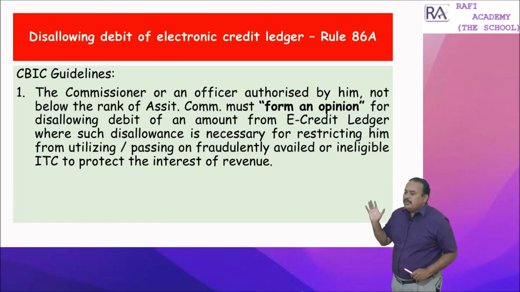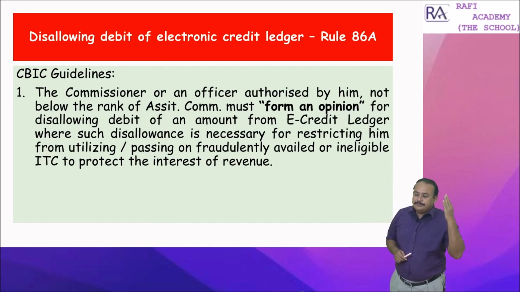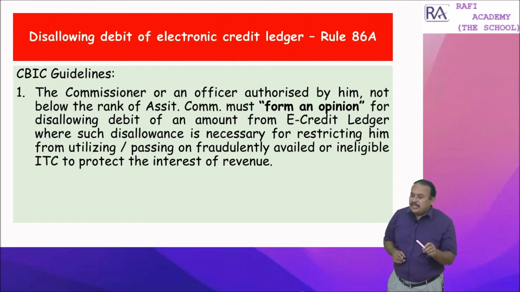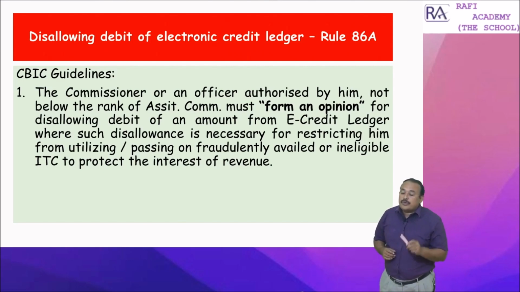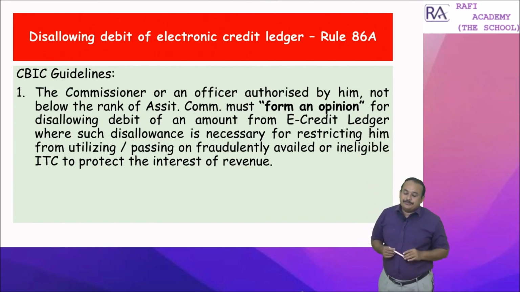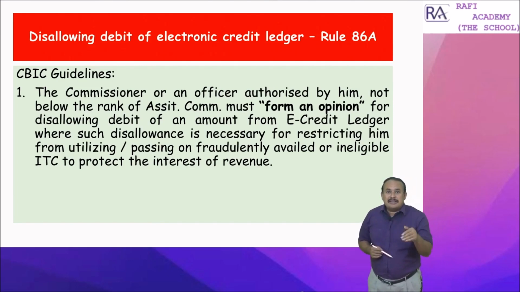The commissioner or an officer authorized by him, not below the rank of assistant commissioner, must form an opinion for disallowing debit of an amount from the electronic credit ledger, where such disallowance is necessary for restricting him from utilizing or passing on fraudulently availed or ineligible input tax credit, to protect the interest of the revenue. That means utilization of input tax credit from the electronic credit ledger will be disallowed by the commissioner or an officer not below the rank of assistant commissioner authorized by the commissioner.